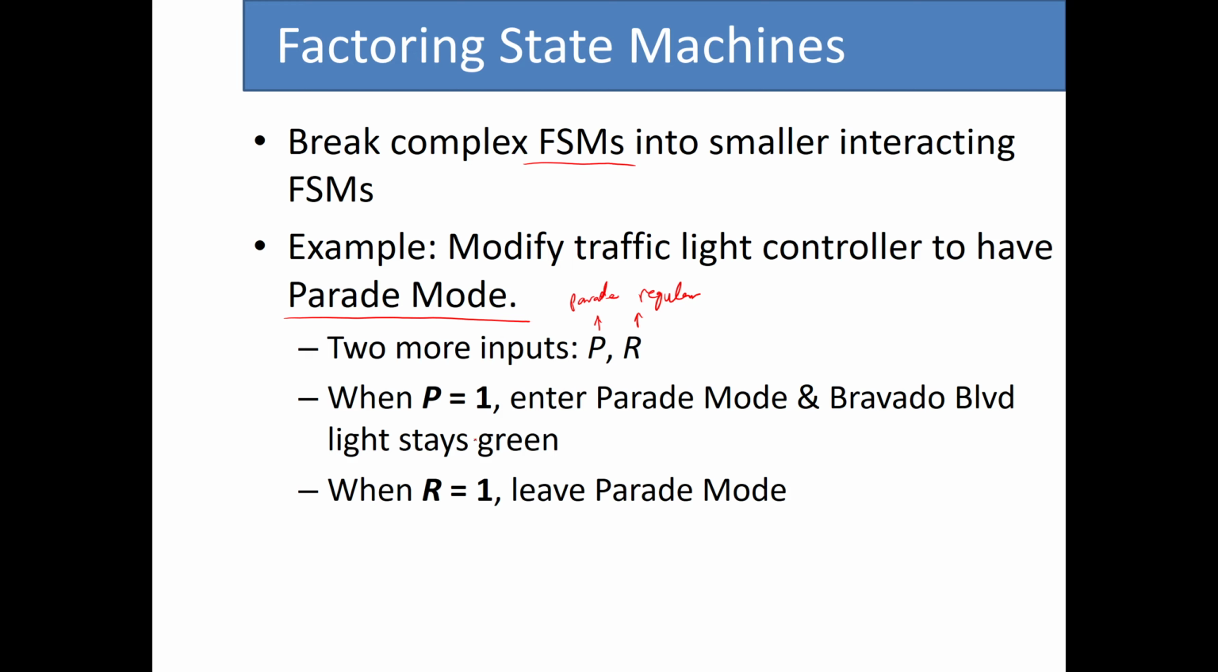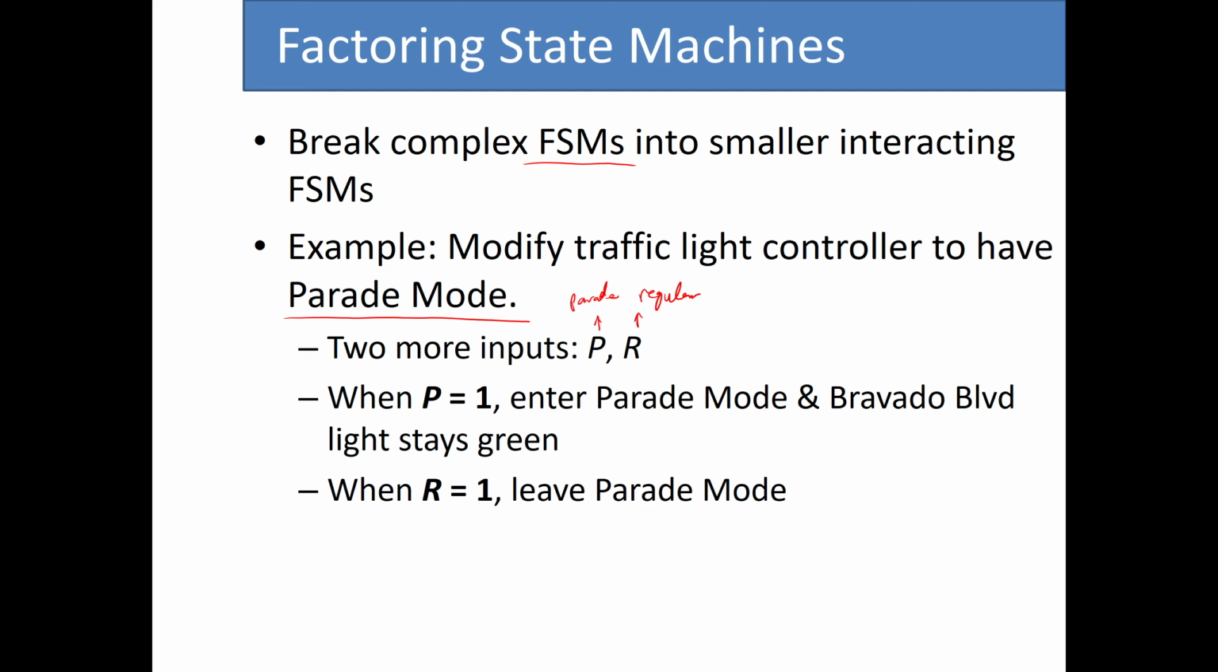So when P is 1, or when we are in the parade mode, the Bravado Boulevard light stays green all the time. So we basically don't change the state, don't turn the traffic light on the other street green. But when R is 1, we leave the parade mode and the system behaves the same as before.